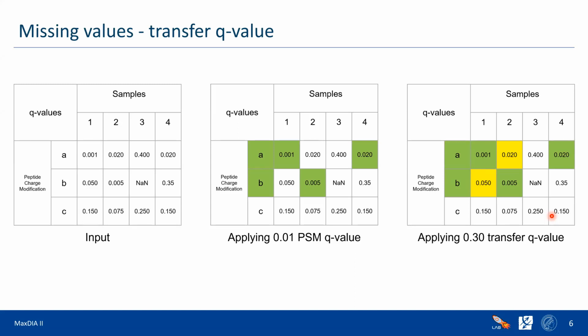It doesn't improve the amount of identified peptides or protein groups. But what it does improve is the reliability of quantification across samples, and as a result, at the end, label-free quantification.